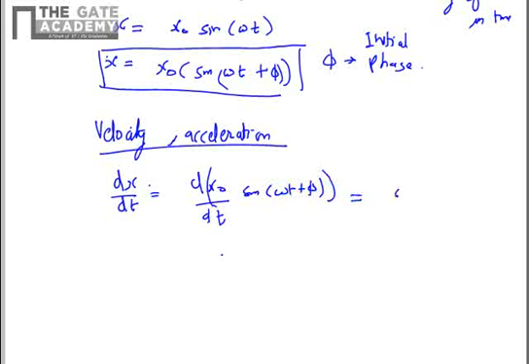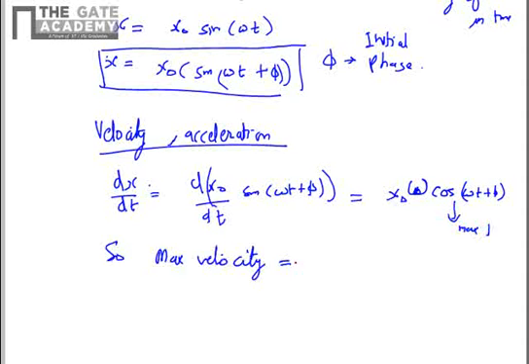So this will be equal to x0 omega, differentiation of sine theta is cos theta, cos omega t plus phi, and differentiation of this function is omega, so omega will come outside. The maximum value of cos theta is 1. So the maximum velocity of a body in simple harmonic motion is equal to x0 omega, that is amplitude multiplied by angular frequency.